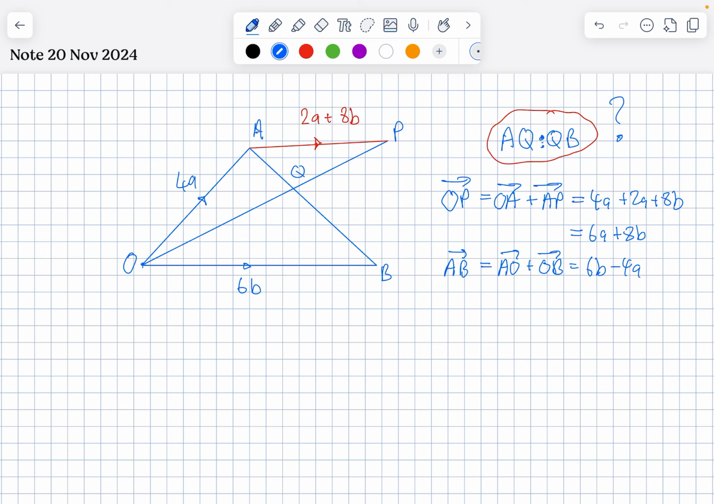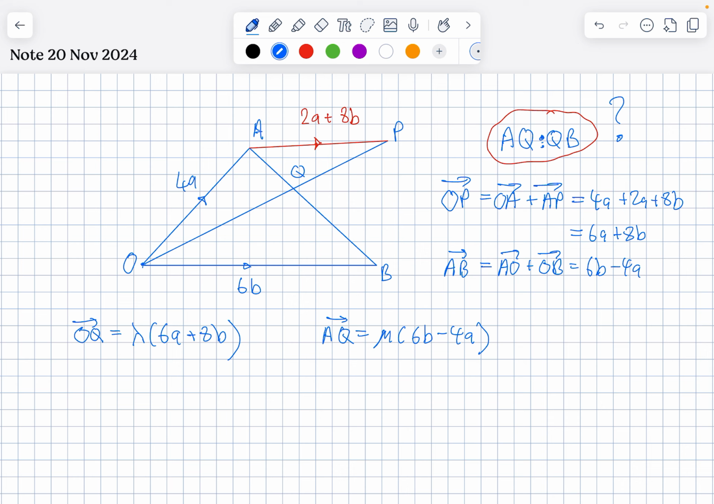So now I want to get to Q. OQ is part of the distance along OP. So OQ is lambda times OP, which is 6A plus 8B. And then if I go from A to Q, that is mu, some distance, along AB, which is 6B minus 4A. So now what I'm going to do, I'm going to try and define Q in two different ways so that I can find out what one of my unknowns, lambda or mu, is.